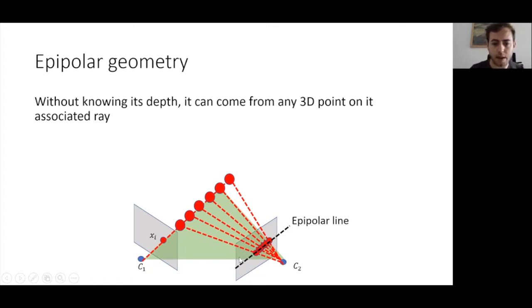So basically, the projection of this 3D line passes through the projection of the camera center C1 to image 2, and through the projection of any possible 3D point to its possible corresponding point in image 2.